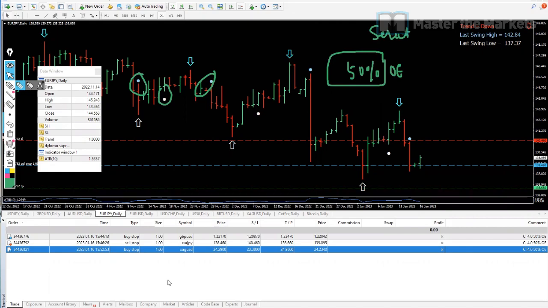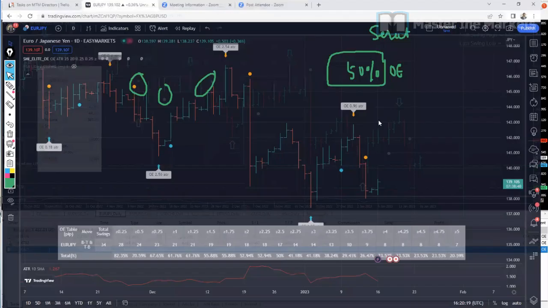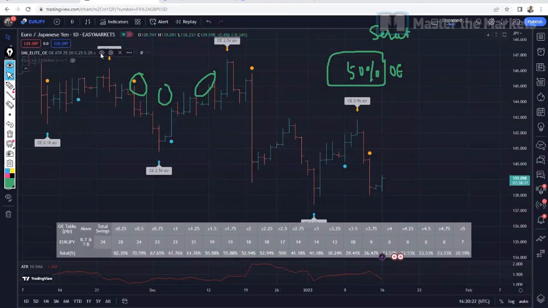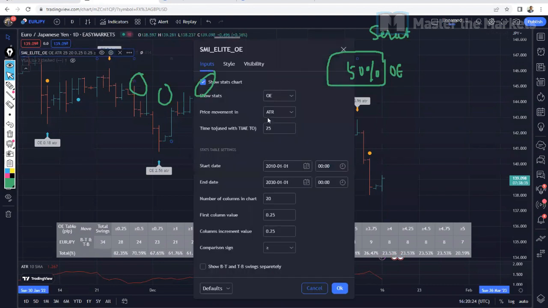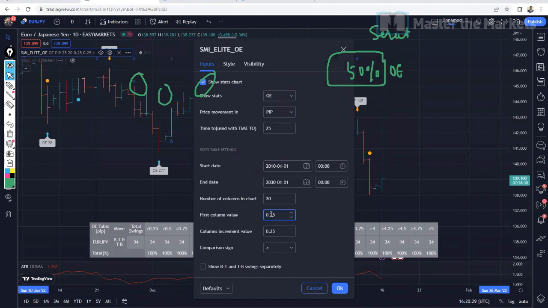You see, for example, on a diagrammatic perspective, if you see over here, let me just change the setting back to pip over here, and let me remove the decimal point here.